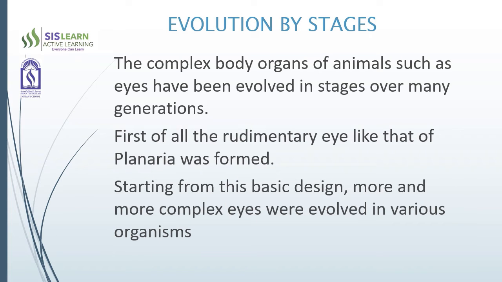The complex body organs of animals such as eyes have evolved in stages over many generations. First of all, the rudimentary eye like that of Planaria was formed. Starting from this basic design, more and more complex eyes evolved in various organisms.